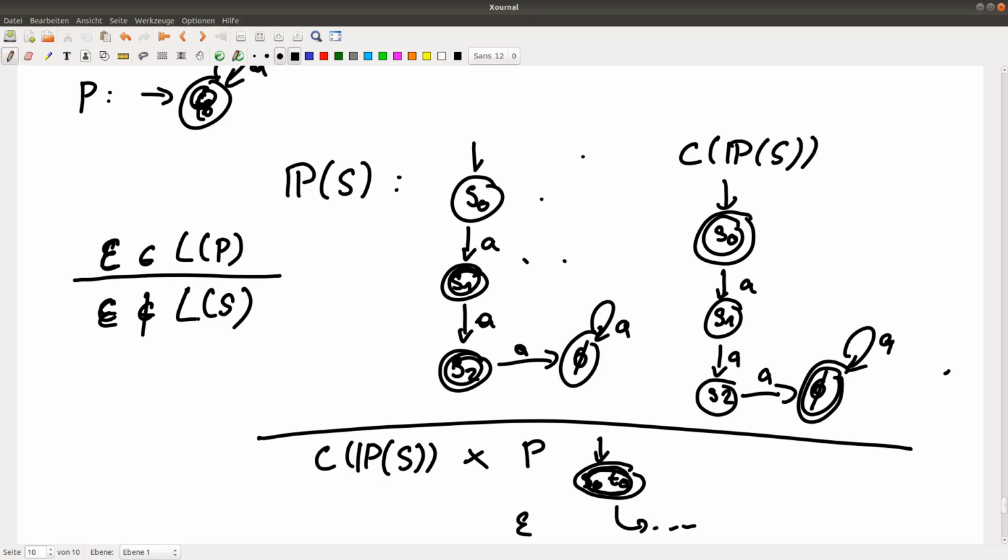If they would have fitted, then the intersection would be empty and everything would be fine. Yeah, and with this I would like to conclude the lecture of today.